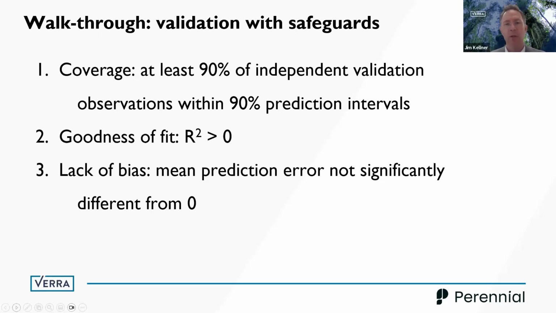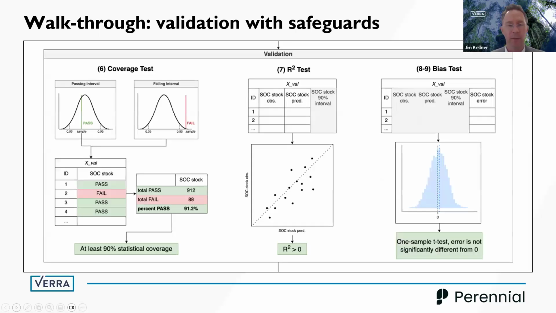If we go to the next slide, we can go now through additional steps in the process. So we just ended at 5. We do the coverage test, the R-squared test, that's 6 and 7, and then the bias test.